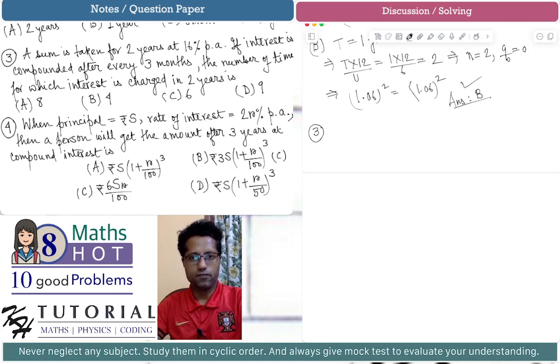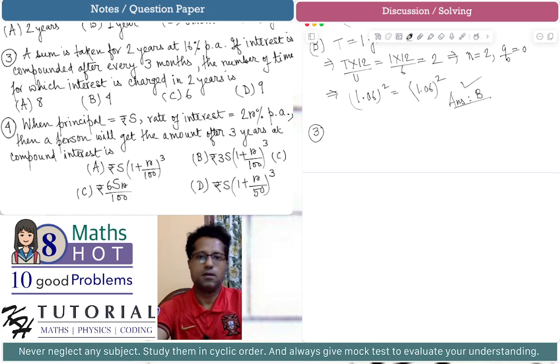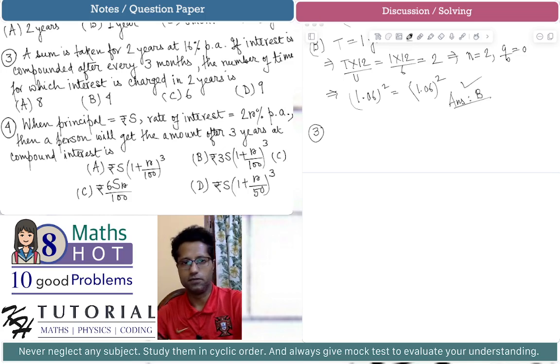A sum is taken for 2 years at 16% per annum. If interest is compounded after every 3 months, the number of times for which interest is charged in 2 years is. Okay, so this is a very fundamental question. This question is based on a fundamental concept. This is not about finding the compound interest or the amount or something like that. It is just based on the very fundamental concept of how compound interest works.